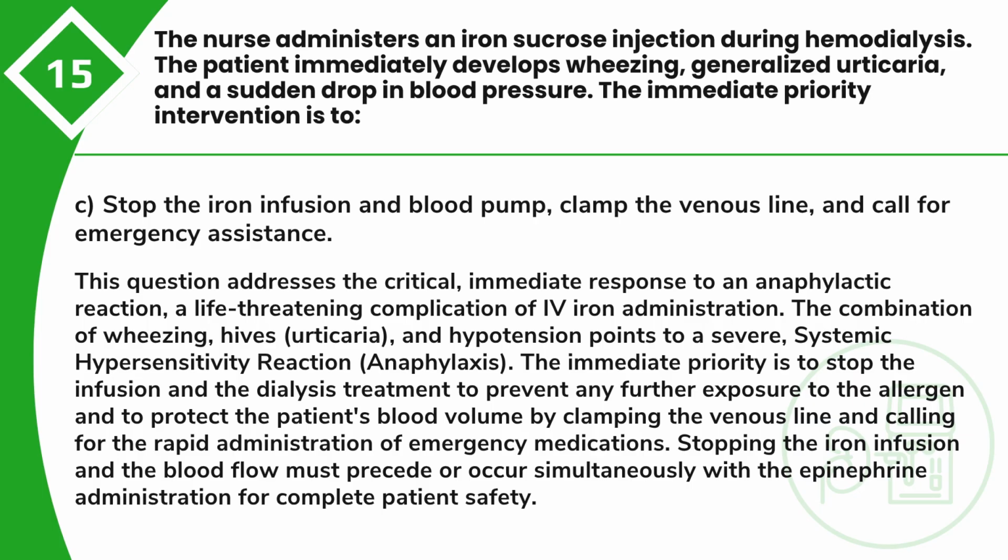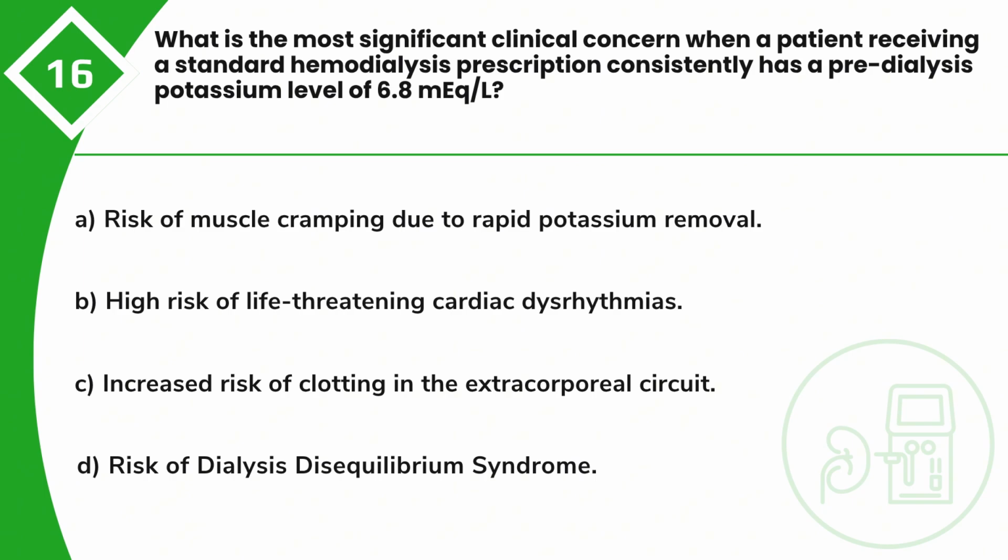patient safety. Question 16. What is the most significant clinical concern when a patient receiving a standard hemodialysis prescription consistently has a pre-dialysis potassium level of 6.8 milliequivalent/L? A. Risk of muscle cramping due to rapid potassium removal. B. High risk of life-threatening cardiac dysrhythmias. C. Increased risk of clotting in the extracorporeal circuit. D. Risk of dialysis disequilibrium syndrome.